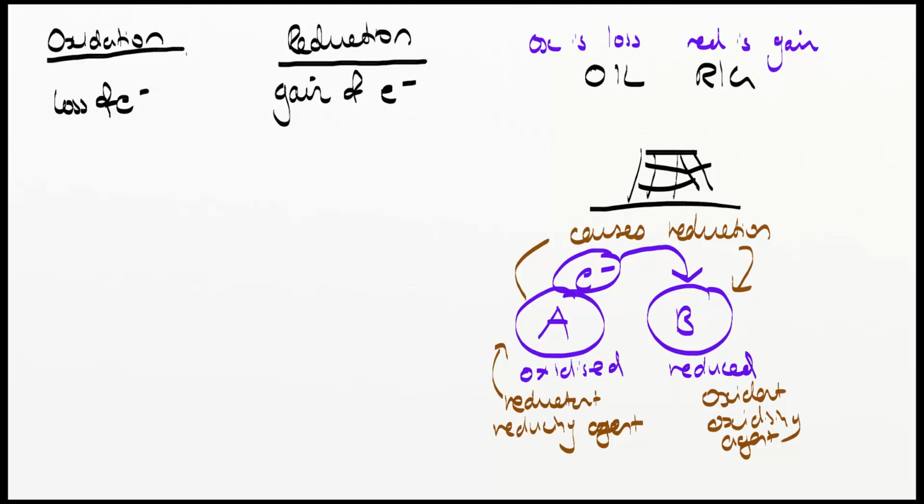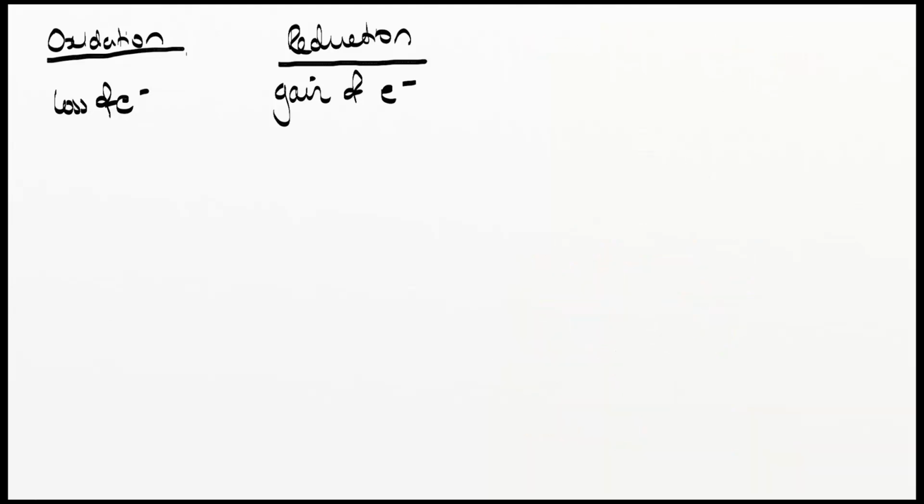There are also a couple of other definitions of redox. Oxidation is also the gain of oxygen, the loss of hydrogen, and think of hydrogen as being one proton in the middle and one electron.